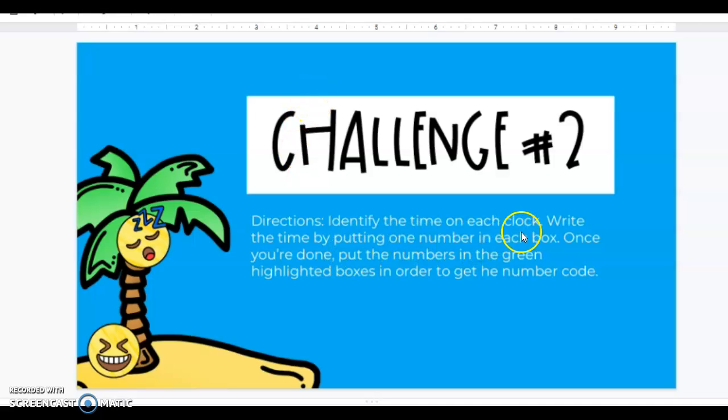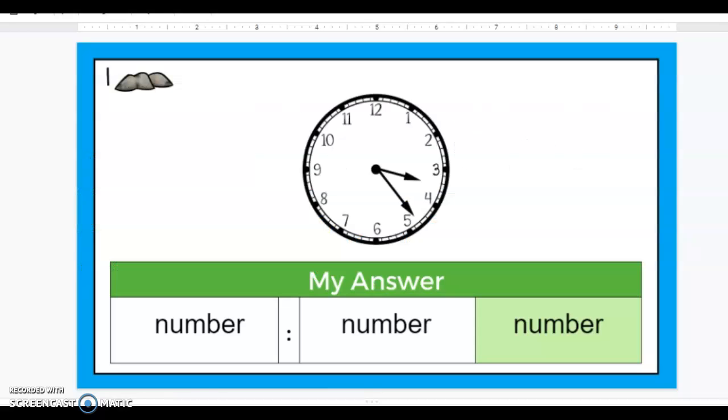Identify the time on each clock. Write the time by putting one number in each box. Once you're done, put the numbers in the green highlighted boxes in order to get the number code. So you're going to put this time in these boxes. This time in these boxes. This time in these boxes, okay? There's only 5 times for you to figure out.